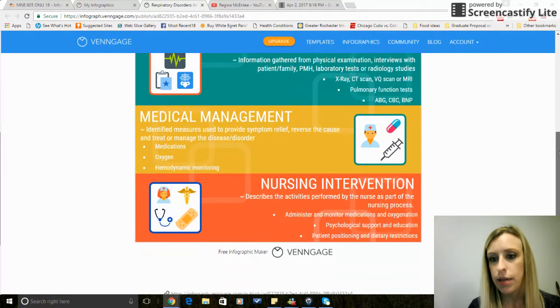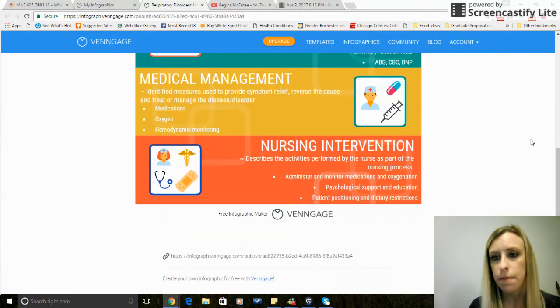Next up here in the yellow box is medical management. This can be defined as identified measures that are used to provide symptom relief, reverse causative factors, and treat or manage the disease in order to ensure the best outcome for the patient. Medical management can focus on the acute care needs of the patient, as well as determining more long-term care or management needs. Here you will discover various medical interventions that are specific to each disease.